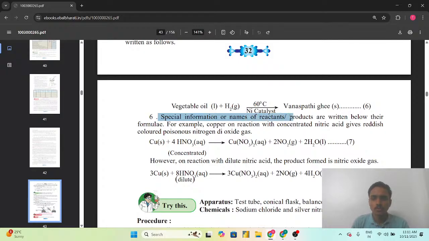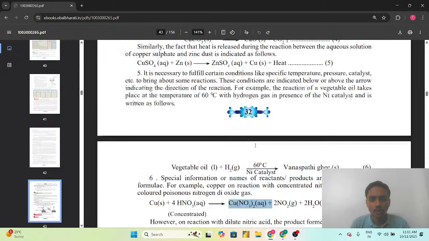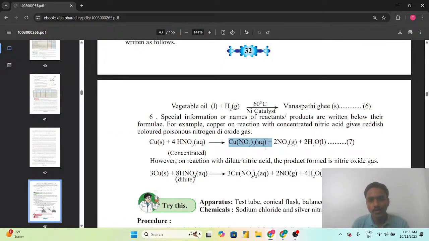Special information, such as the names of the reactants and products, is written below their formulas. For example, copper on reaction with concentrated nitric acid gives reddish-colored poisonous nitrogen dioxide gas. When copper reacts with HNO3, nitric acid, we get the formation of copper nitrate, Cu(NO3)2, and we get nitrogen dioxide as a gas and two molecules of water, 2H2O.